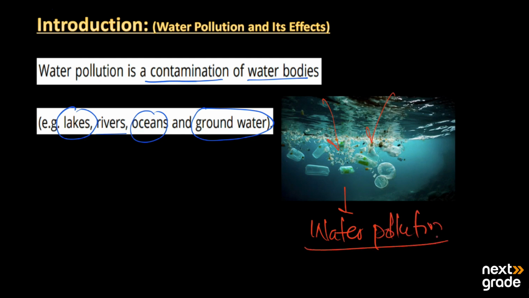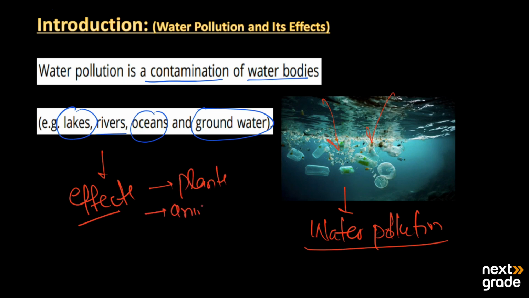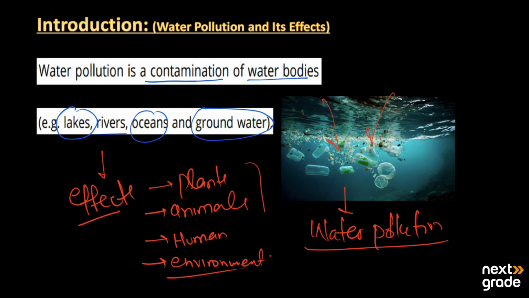Now, water pollution has different effects. These effects may be on the plants, on the animals, and on human beings, and it also affects our environment in different ways. Now we must have a look at all these effects one by one.